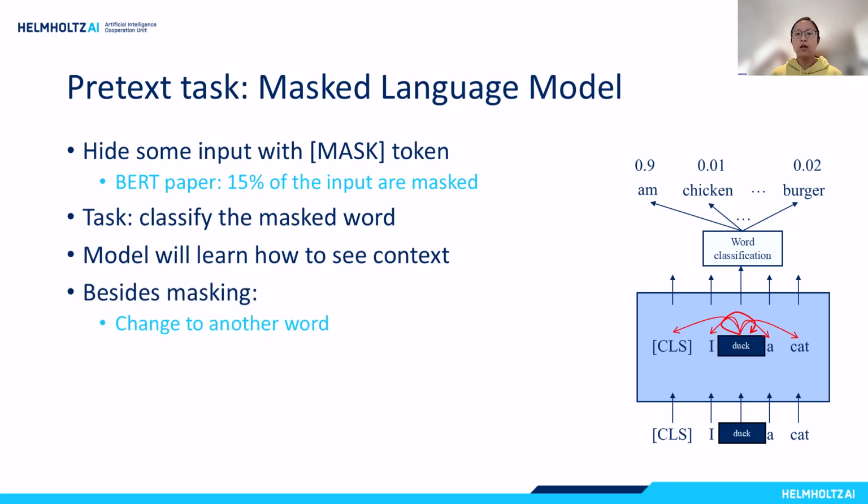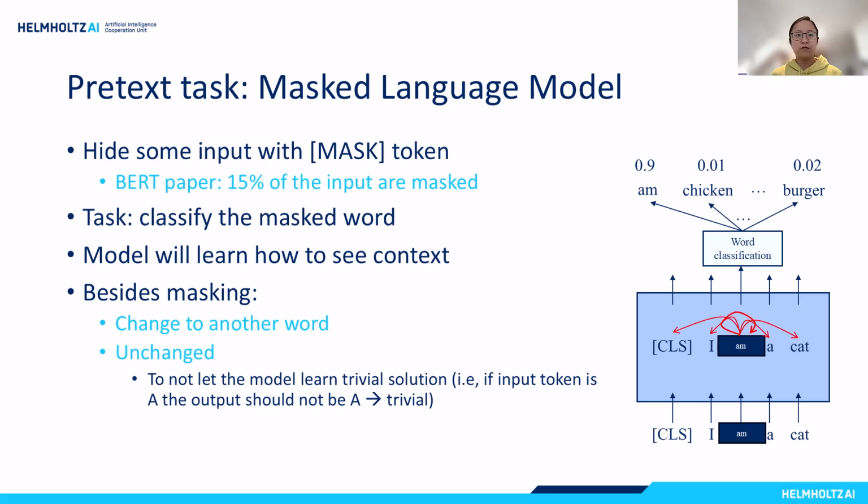Besides masking, the word can be changed to other words, or even not changed. Why do we need the unchanged input too? So the model does not learn the shortcut that if the input is word A, then the prediction is definitely not A. Instead, it should properly see the context to determine what the output should be.